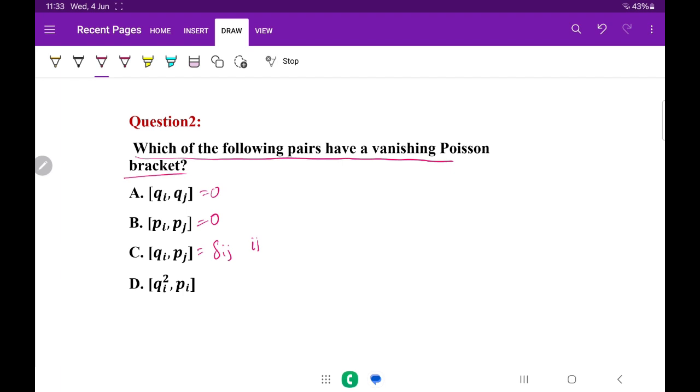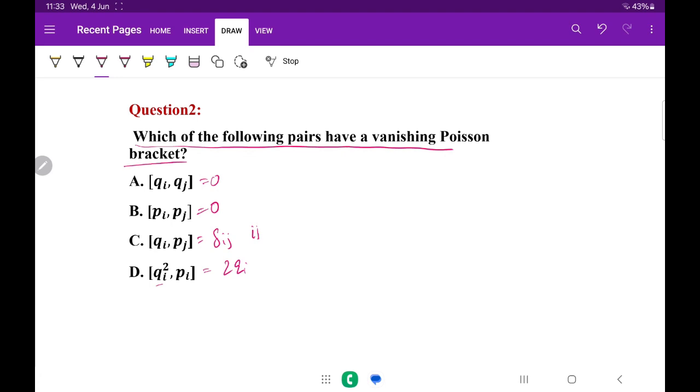If you observe D, here D is q square j by pj. So it won't vanish. If you solve it using the Poisson bracket formula, you can get something like this. So definitely the answers with vanishing terms are A and B. Now let us see the third one.